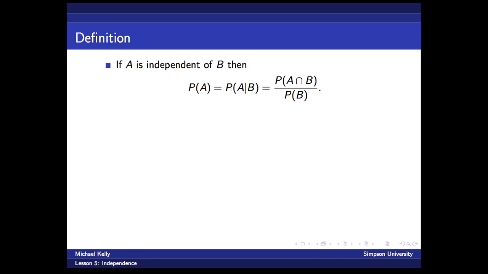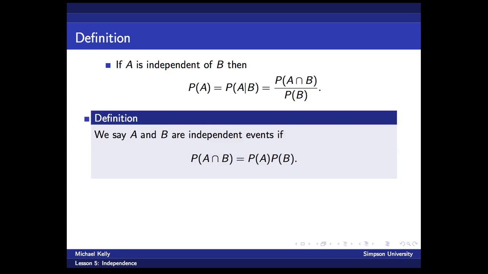By the definition of conditional probabilities, the probability of A given B is equal to the probability of A intersect B divided by the probability of B. So if the probability of A is equal to the probability of A given B, then it's also equal to the probability of A intersect B divided by the probability of B. That allows us to multiply the probability of B over to the other side, and this gives us the definition for independent events. We say that A and B are independent if the probability of A and B is equal to the probability of A times the probability of B. The definition itself is a little non-intuitive, but from the viewpoint of conditional probabilities, you can see where this definition comes from.